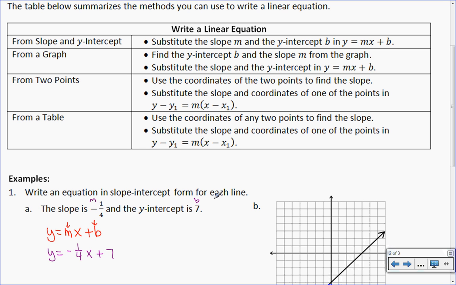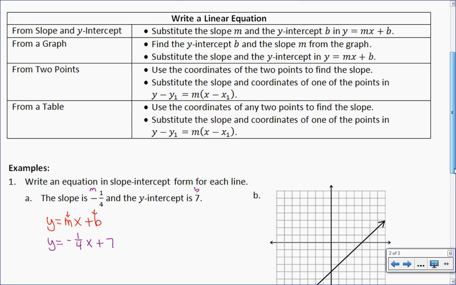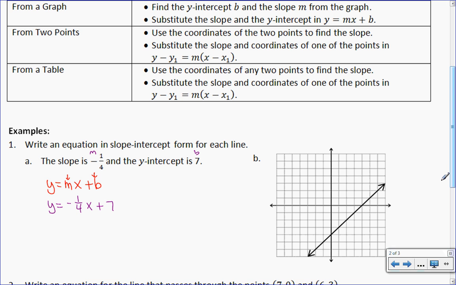So an equation in slope-intercept form for this line, one that has a slope of negative 1/4 and a y-intercept of 7, is y equals negative 1/4 x plus 7. Okay, we're going to do the same sort of thing for b, except instead of being given the slope and the y-intercept, we have a graph, but we can find the slope and the y-intercept from this graph. So same thing, we want y equals mx plus b, but we need to find m and b.